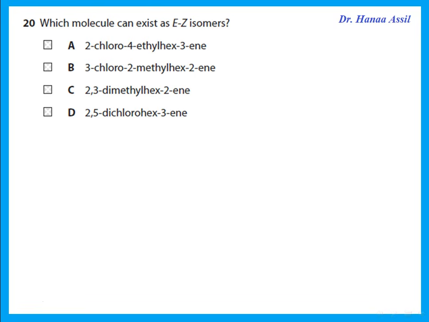Which molecule can exist as an EZ isomer? Remember EZ isomers? In order to have an EZ isomer, I need first of all a double bond between 2 carbons. And then these 2 carbons with the double bond between them should have different groups attached to each of them, right? So let's draw each of these and see if it can form an EZ isomer.